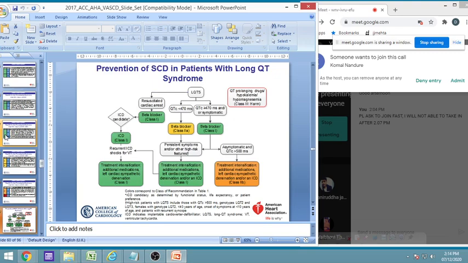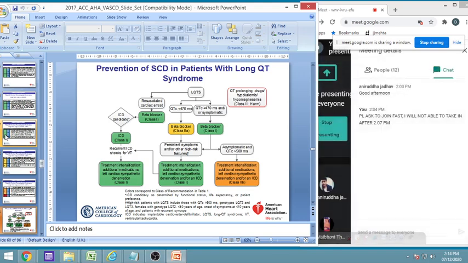So these are various agents which can be given. There is long QT syndrome, and here we are having a problem: there was a cardiac arrest. Because of the cardiac arrest, we have done cardiac resuscitation, or CPR, cardiopulmonary resuscitation. For the patient who was resuscitated from cardiac arrest and survived, the beta blocker is the best recommendation. Go for beta blocker, and then if the patient is a candidate, go for ICD, that is implantable cardioverter defibrillator devices.